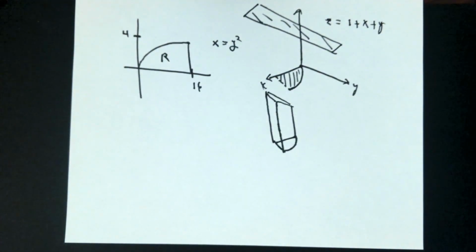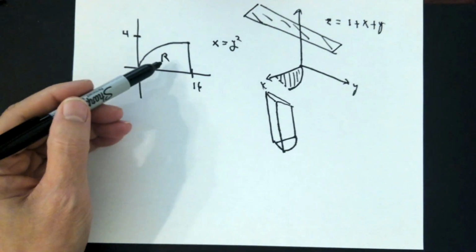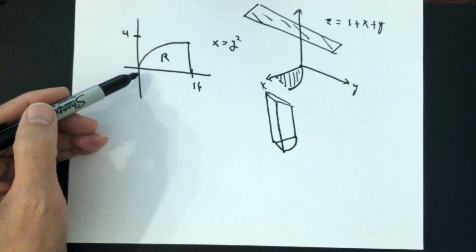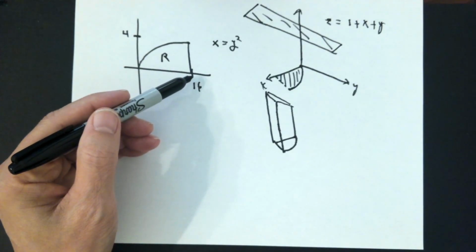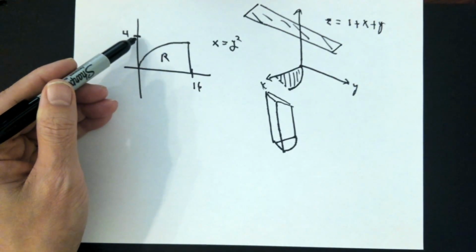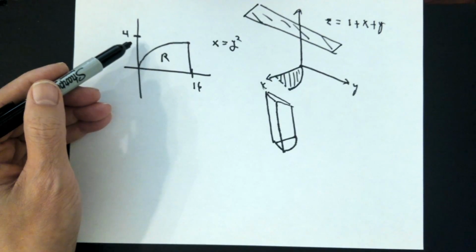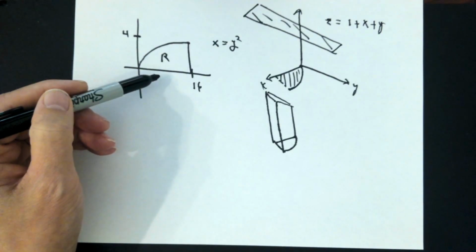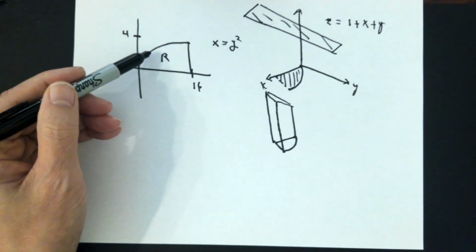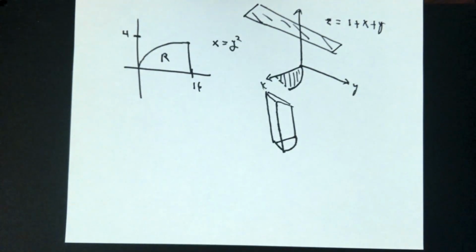As another example, let's look at the region R in the xy plane in the first quadrant, starting at x equals 0, ending at x equals 16, meaning that the y is going to go between 0 and 4. I want to look at the region above the x-axis below the graph of x equals y squared. The function that I want to integrate is going to be f of x and y equals 1 plus x plus y, meaning I'm going to be calculating the volume of this shape.